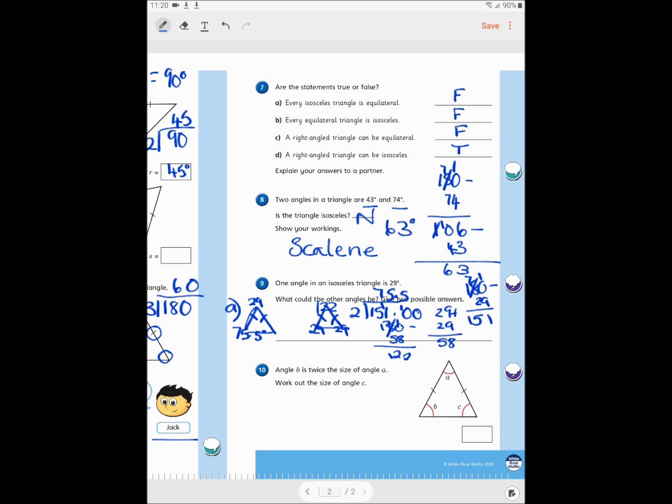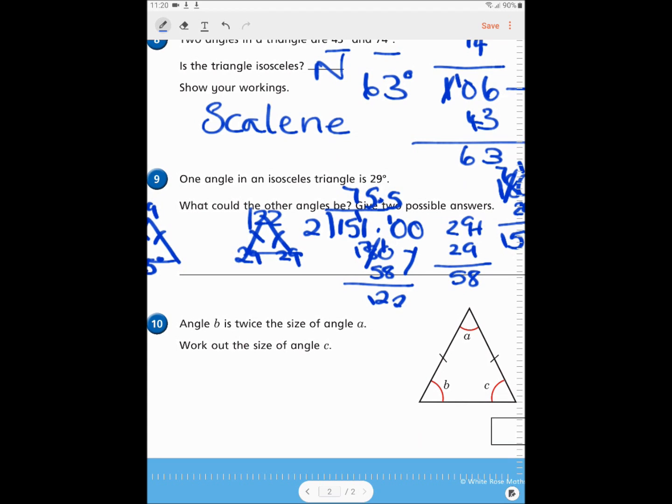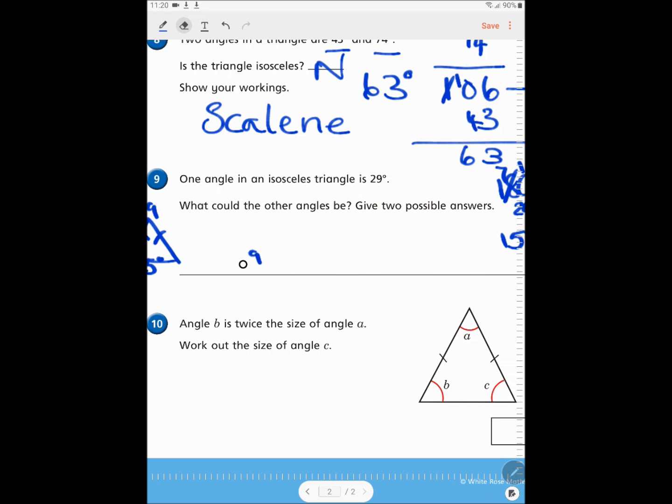Right, question 10 is the question that a large amount of you had problems on. Okay, so I'm just going to give myself some space, and I'm just going to rub out some of the work that I've just done there, just so I've got a little bit of room to show you what I'm talking about. Right. Okay, it says angle B is twice the size of angle A. Work out the size of angle C.